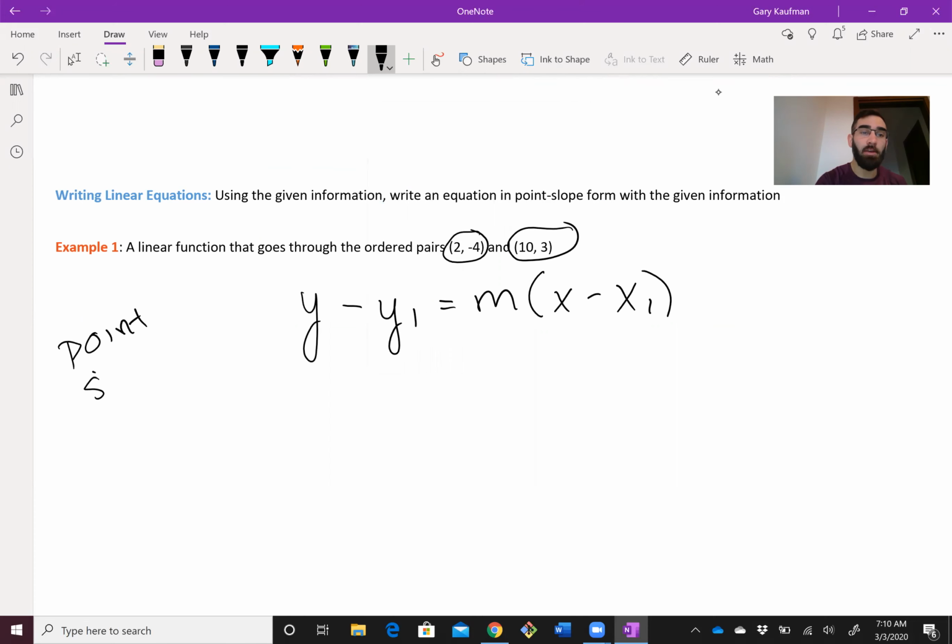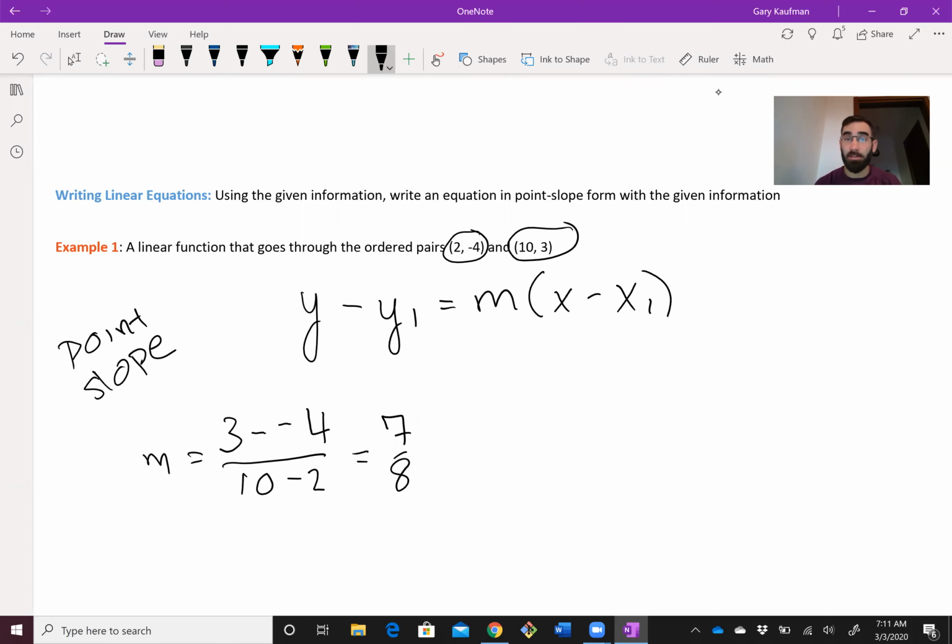And we need a slope. Well, we can calculate the slope. Okay, 3 minus -4 all over 10 minus 2 is our slope. That's 7/8. So there's my slope. So let's write the equation. Let's use the first point.